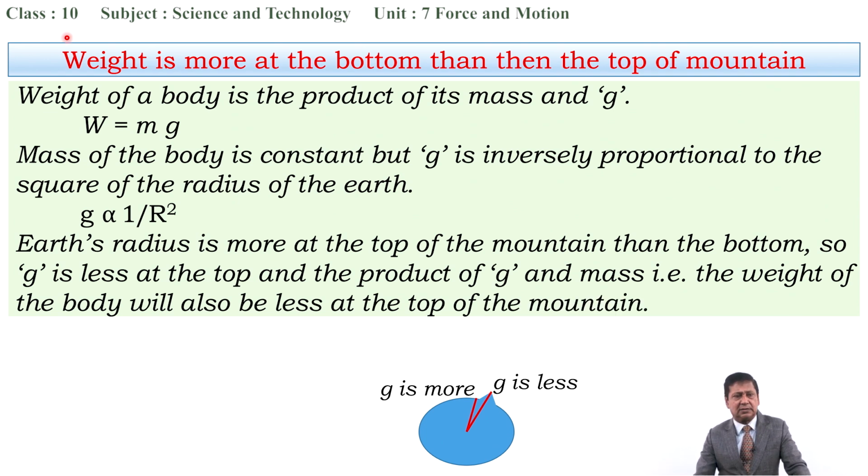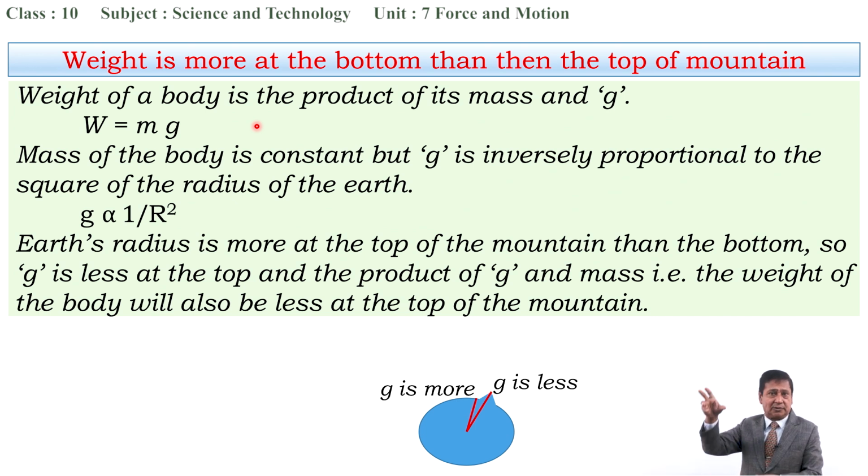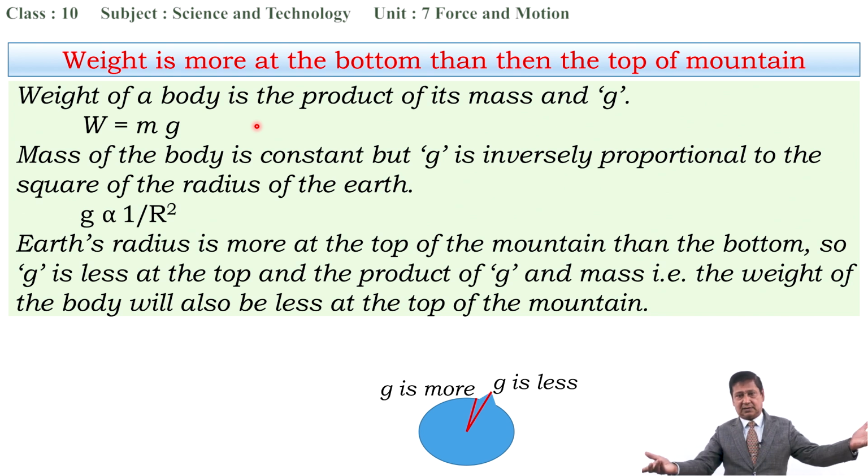Is this clear? This is somewhat of a mathematical type of answer, isn't it? First we have to say W equal to mg, and m remains constant, and g is inversely proportional to the square of the radius of the earth. At this place the radius is less, that's why g is more. At this place the radius is more, that's why g is less. This way we have to conclude that W equal to mg. If g is more, weight will be more. If g is less, weight will be less.